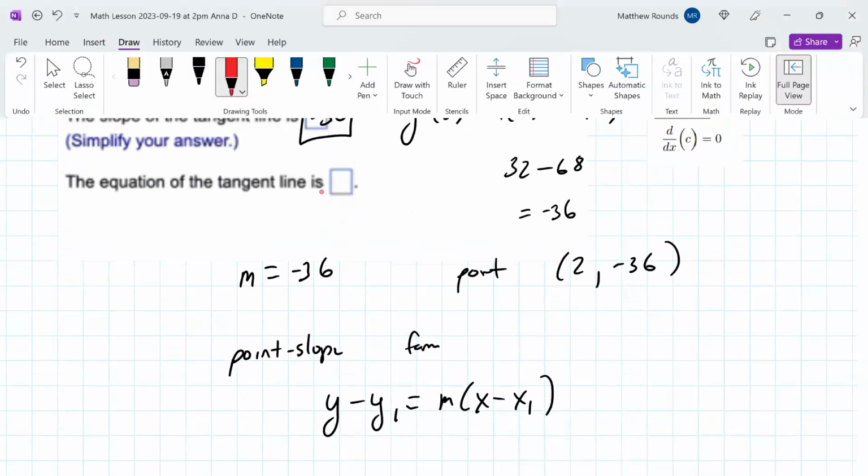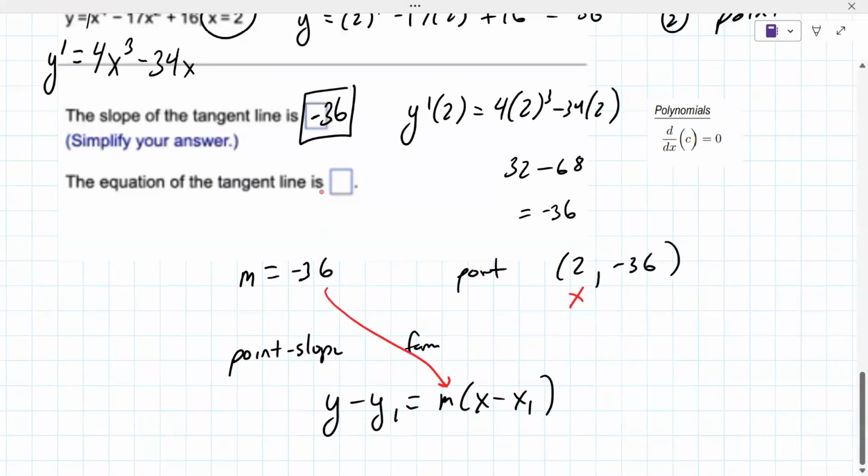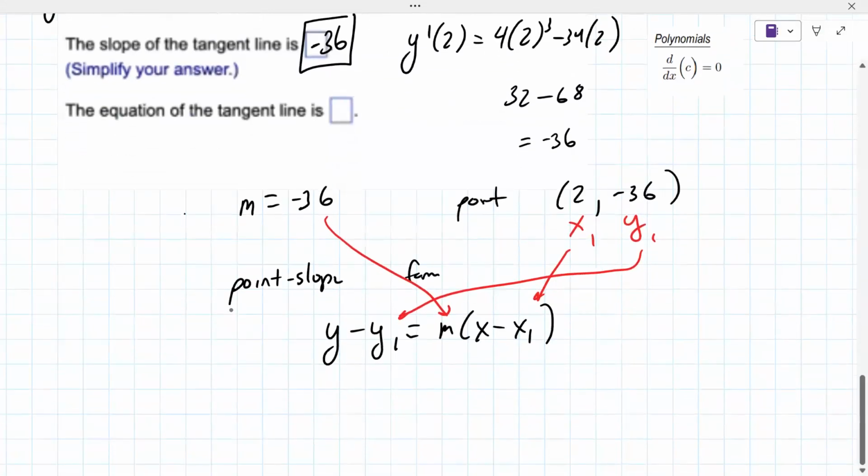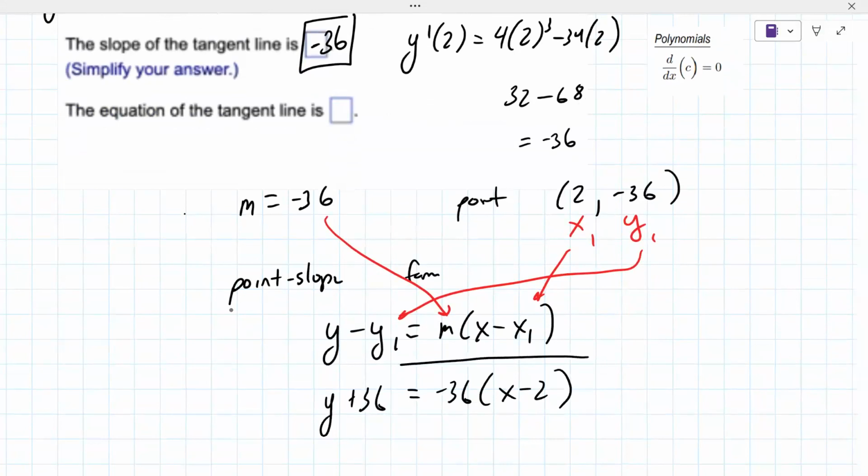So you have a slope and you have an x and a y, or an x1 and a y1. So you just put these into the equation. So it'd just be y plus 36 equals negative 36. Okay. Yep. It doesn't specify the form, so you're good with whatever you choose to do.